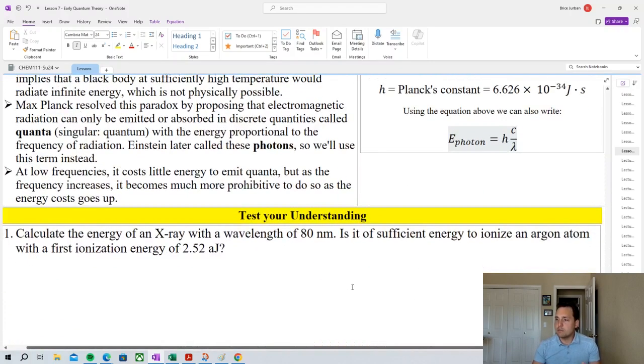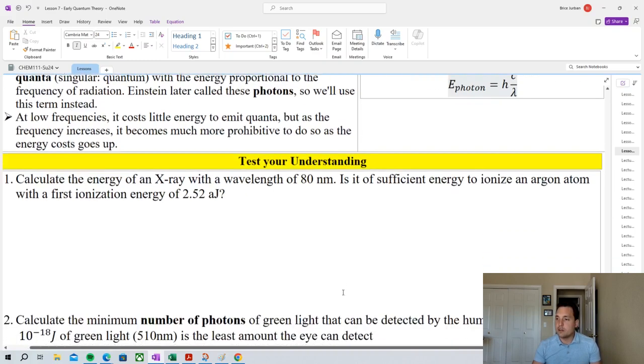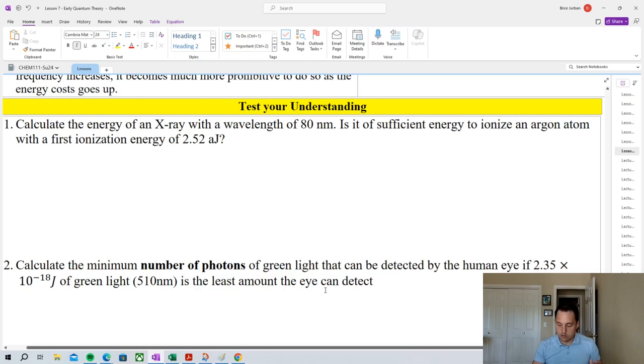All right. I'd like to try a couple problems with you. These are problems I found in the textbook, so you can find some similar ones and practice them on your own. The first one is to calculate the energy of an X-ray that has a specific wavelength, and then determine whether that is sufficient energy to ionize an argon atom, which has an energy requirement of 2.52 attojoules.